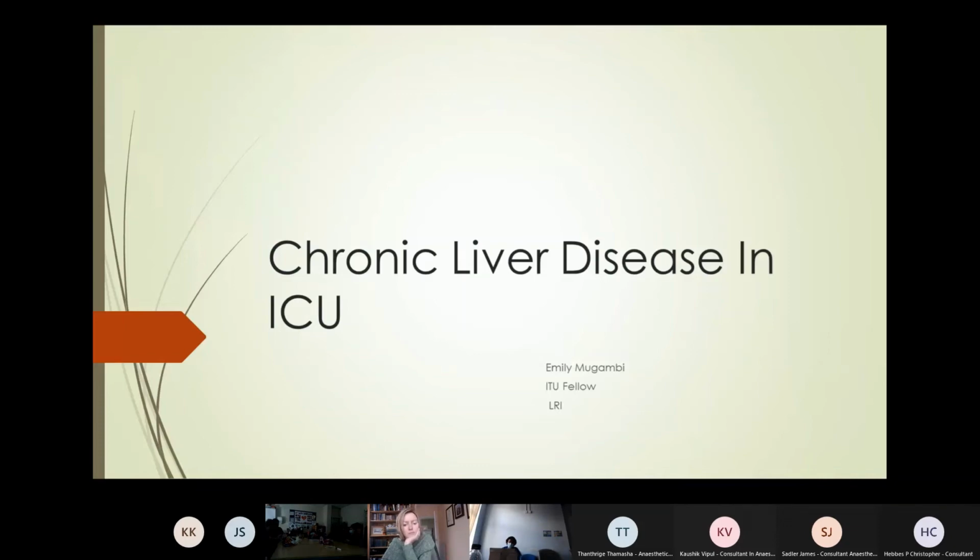Hi guys, so this is quite a huge topic. I'll just try and make a summary out of it. I've tried making a summary out of it. I hope it's good enough. So mostly what we're going to be looking at is acute and chronic liver failure, because that is what we are faced with in the ICU.